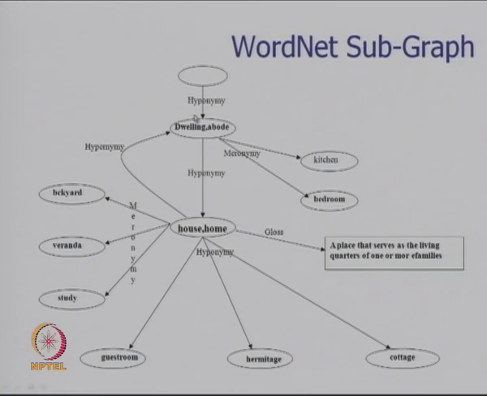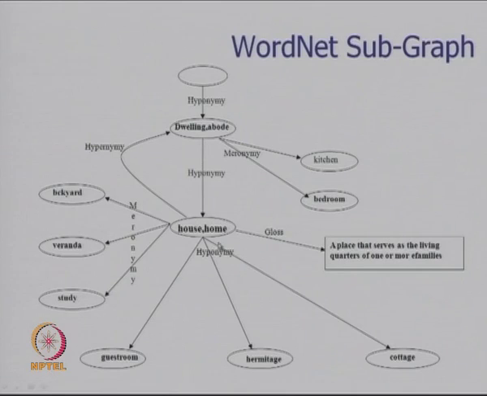So, when these relationships are established, the WordNet assumes a graph-like structure, and we see here a part of the WordNet graph. House, home is a node in the graph which has a hypernymy relationship with dwelling, abode, in the sense that house, home is a kind of dwelling, abode. In dwelling, abode, the meronymies are kitchen, bedroom. So, kitchen, bedroom, these are parts of dwelling, abode.